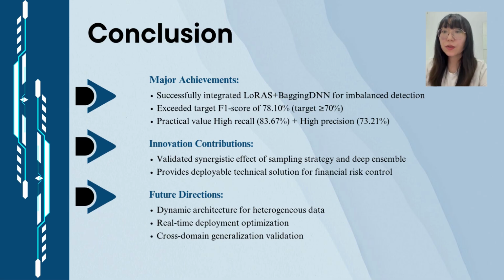In summary, this research successfully combined the low-res oversampling with a Geng DNN ensemble model. This not only solved the imbalance problem, but also exceeded the targets for F1 and F2 scores, confirming the model's practical value. This research also proposes several future directions such as building dynamic and heterogeneous network architectures to enhance real-time detection and exploring the cross-domain generalization in other application fields.